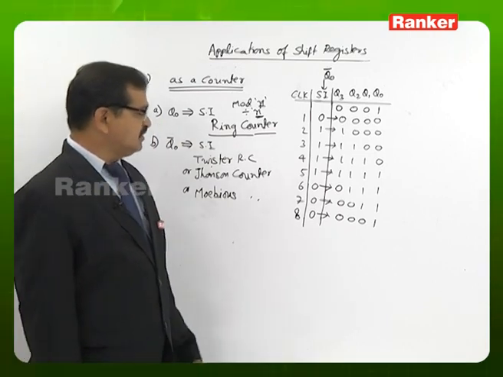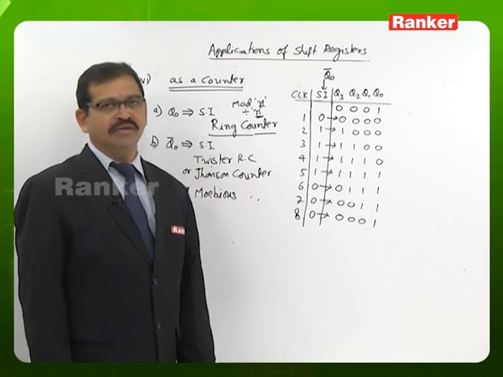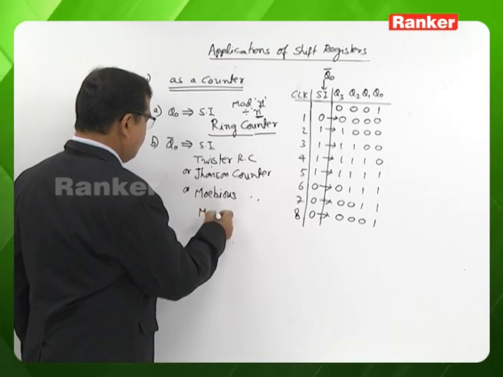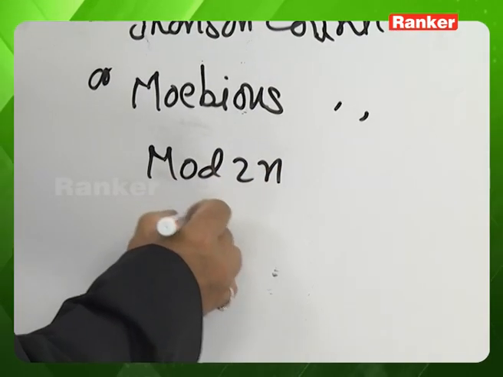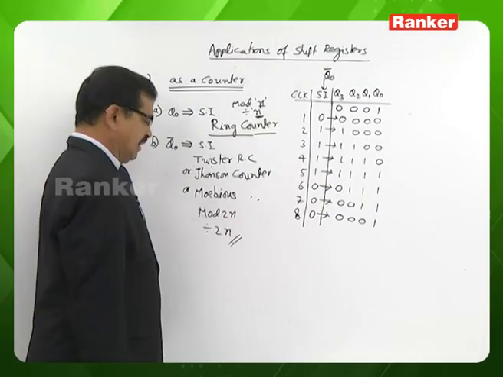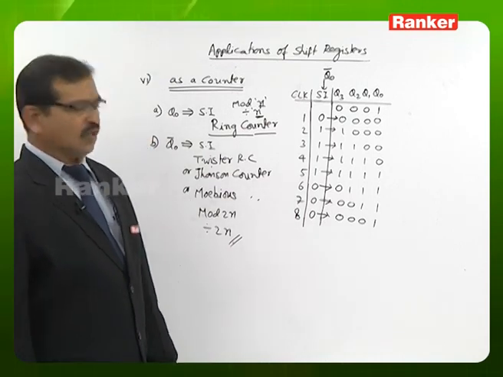So, in the 4-bit case, it is a mod 8 counter or divide by 8 counter. Based on this, for the n-bit case, it must be a mod 2n counter or divide by 2n counter.